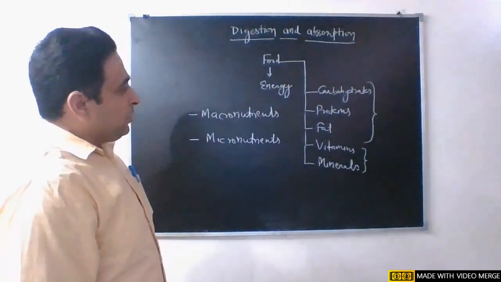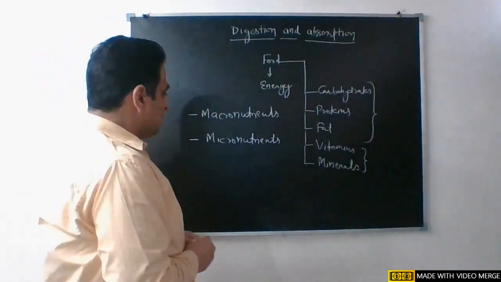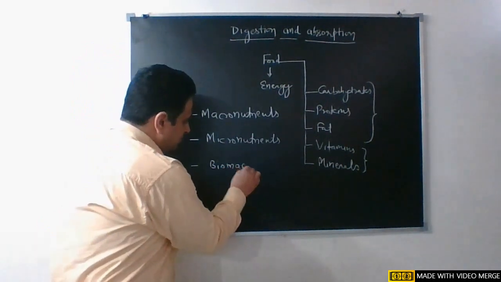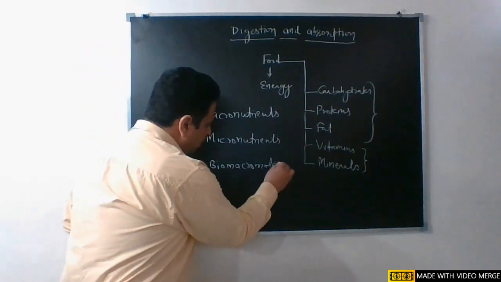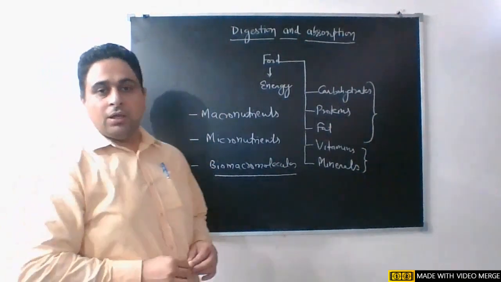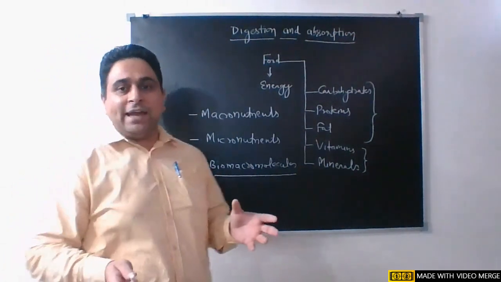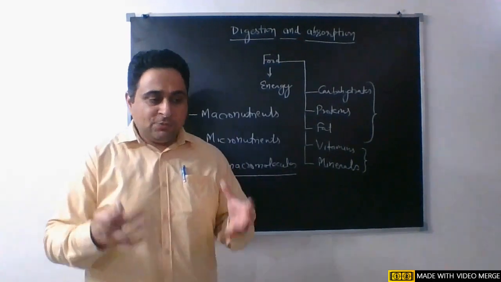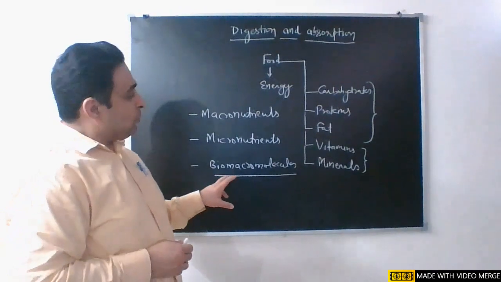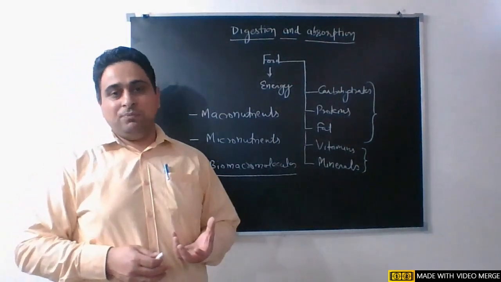Now students, among macronutrients, carbohydrates, proteins and fats, generally we take them in the form of biomacromolecules. Biomacromolecules means the molecules which cannot be absorbed by our body directly to get energy. First of all, they have to be broken down into a simpler, absorbable form.